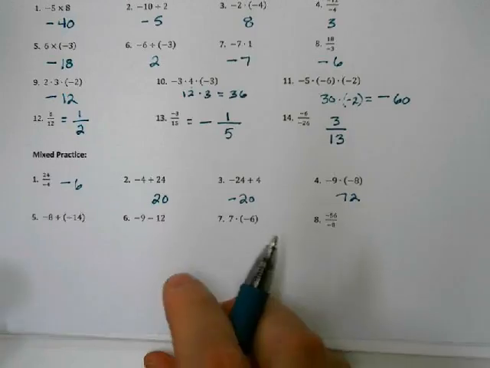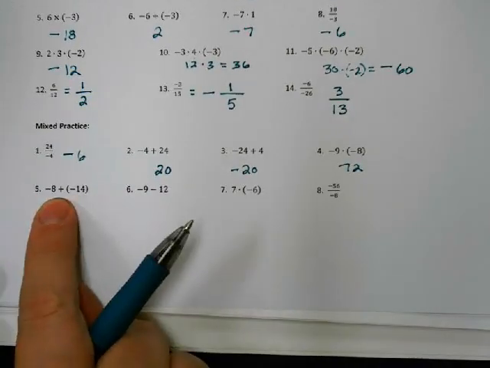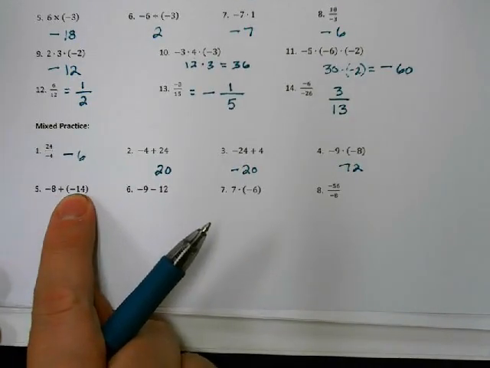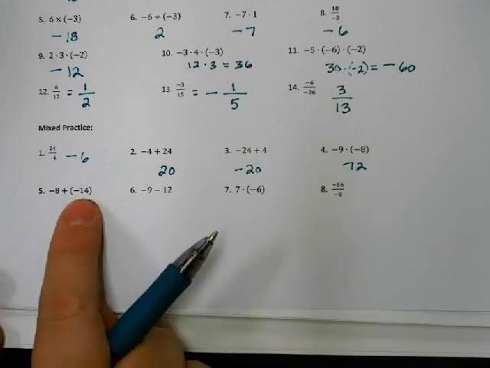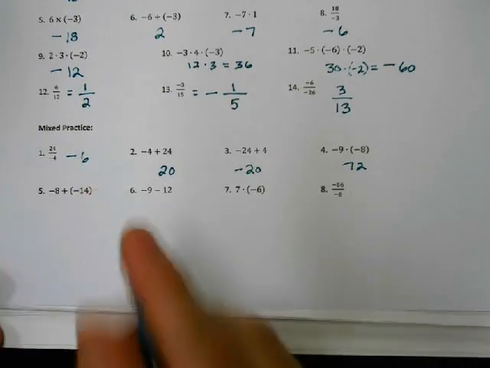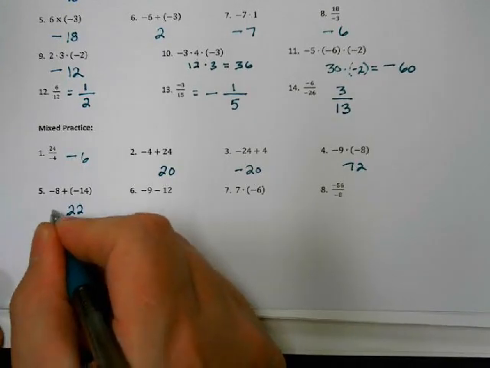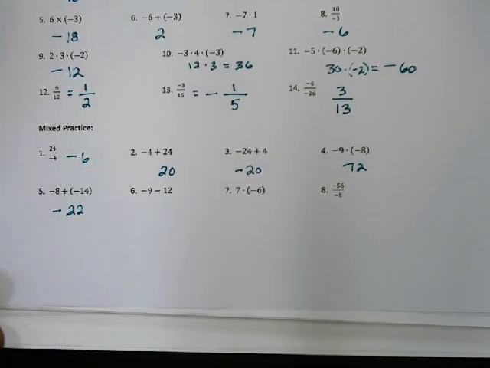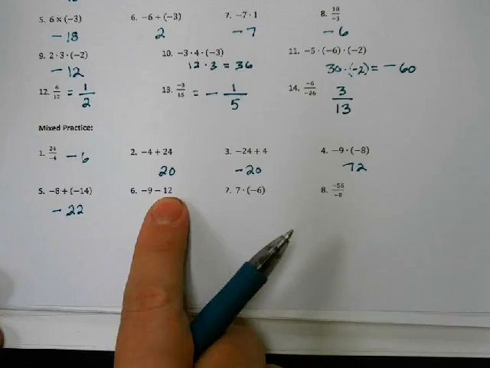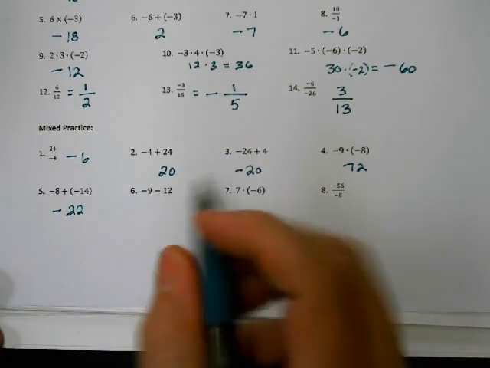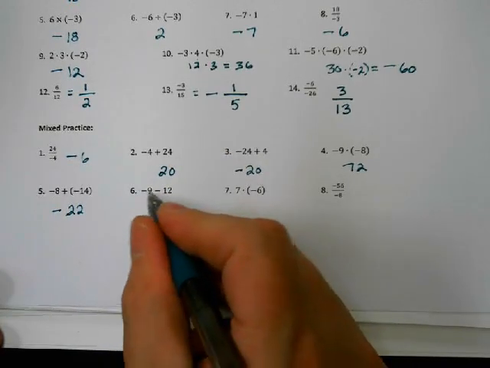So, addition. We're adding two negative numbers. So since they're both negative, we add the two numbers. 8 plus 14 is 22. And we keep the negative sign. So if they have the same sign with addition or subtraction, we keep the sign and add the numbers. Same sign. We add the numbers and keep the sign. 9 plus 12 is 21, and it's negative.